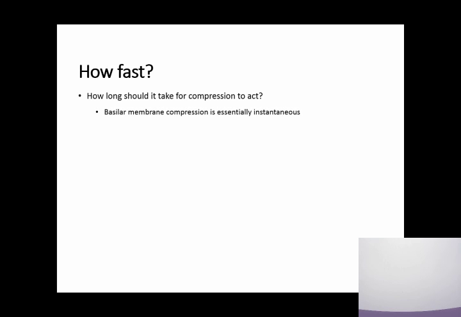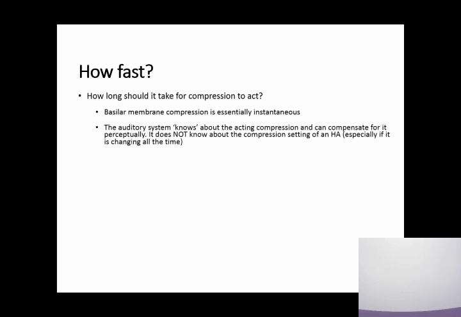If we want to simulate what the basilar membrane is doing, we would need an instantaneous compression. What the basilar membrane does in the outer hair cells is on a cycle by cycle basis, which is essentially instantaneous. So every cycle is compressed exactly at the right moment. We find out in a second why we don't want to do that. The auditory system does know about this active compression.